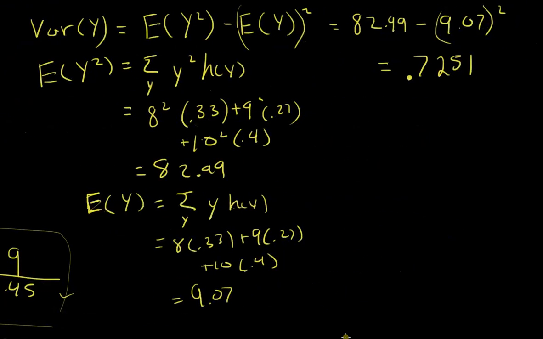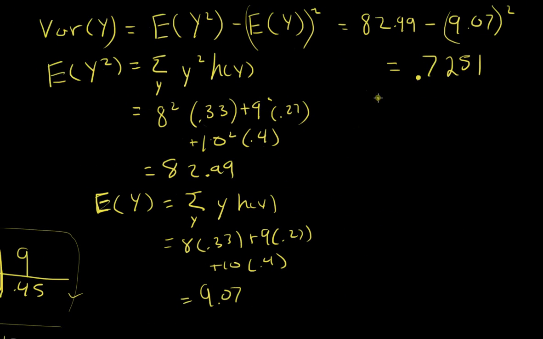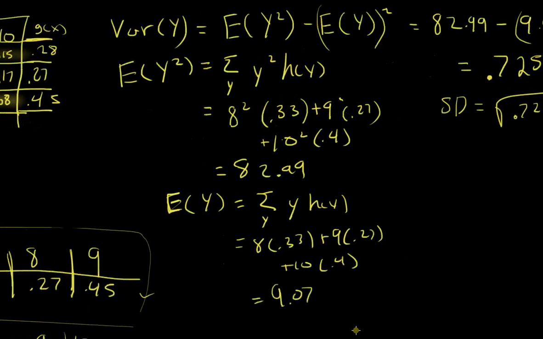All right, once you have variance, how do you find standard deviation? You should know how to do that. Okay, so standard deviation is just the square root of the variance, so just square root it. That's all you have to do. All right.